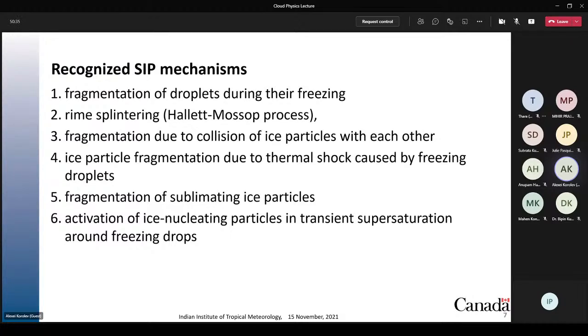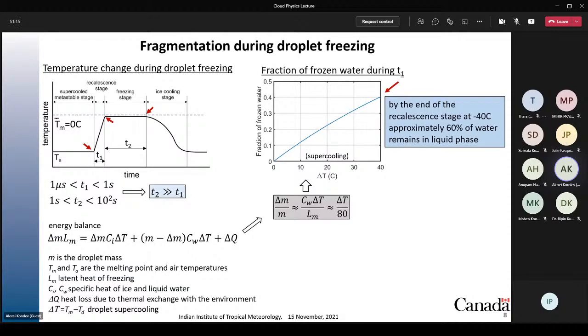During this time, six different mechanisms of secondary ice production were recognized. In the following lectures, we'll go along those different mechanisms. They are: fragmentation of droplets during their freezing, rime splintering, known as the Hallett-Mossop process, fragmentation during collision of ice particles, ice particle fragmentation due to thermal shock, fragmentation during sublimation of ice particles, and activation of ice nuclei in transient supersaturation around a freezing drop.